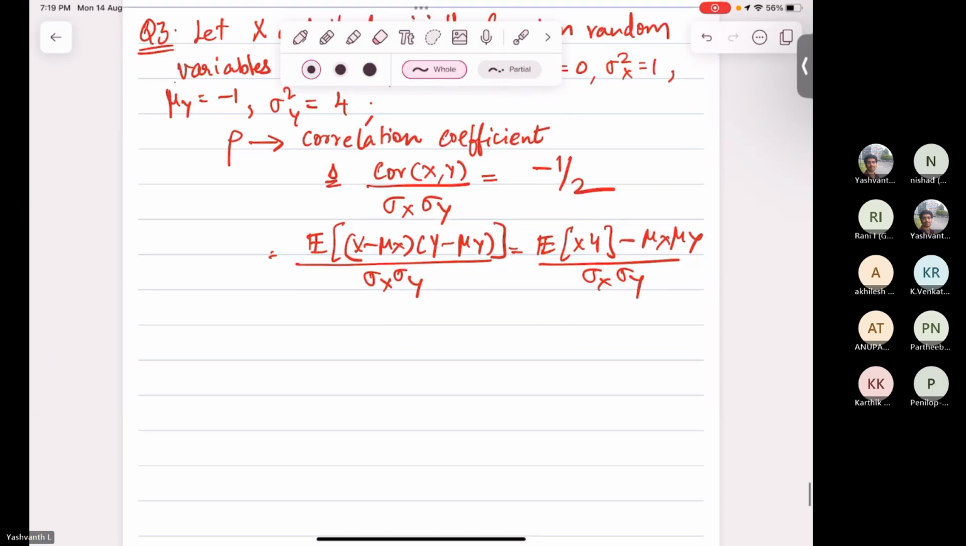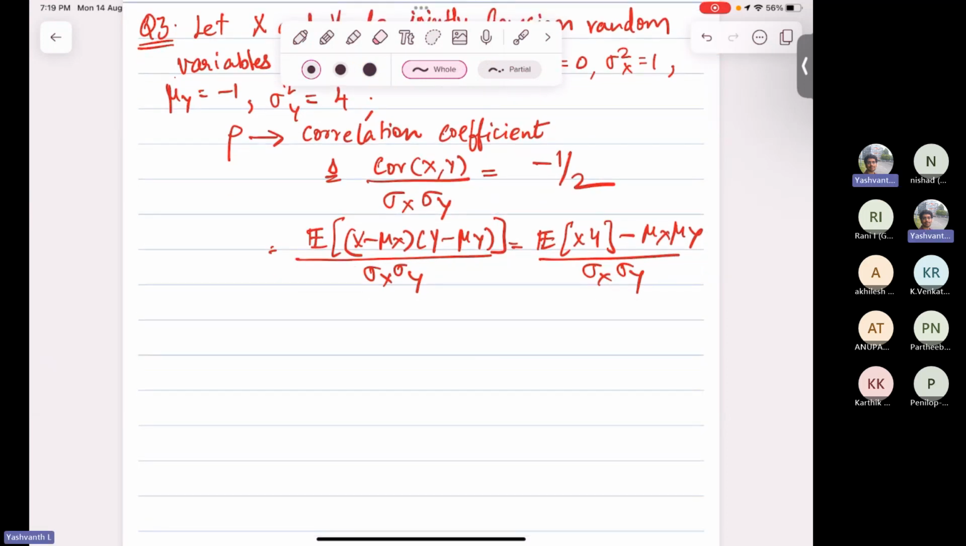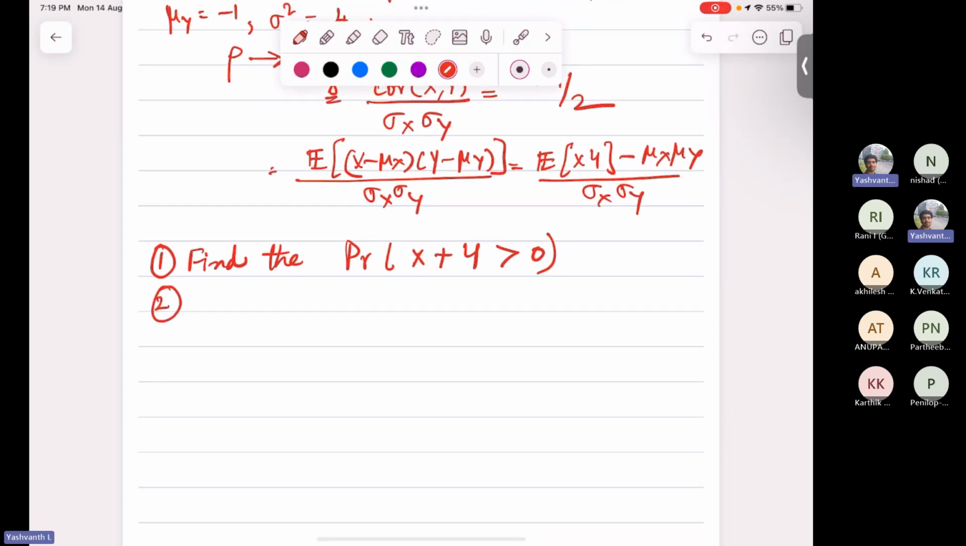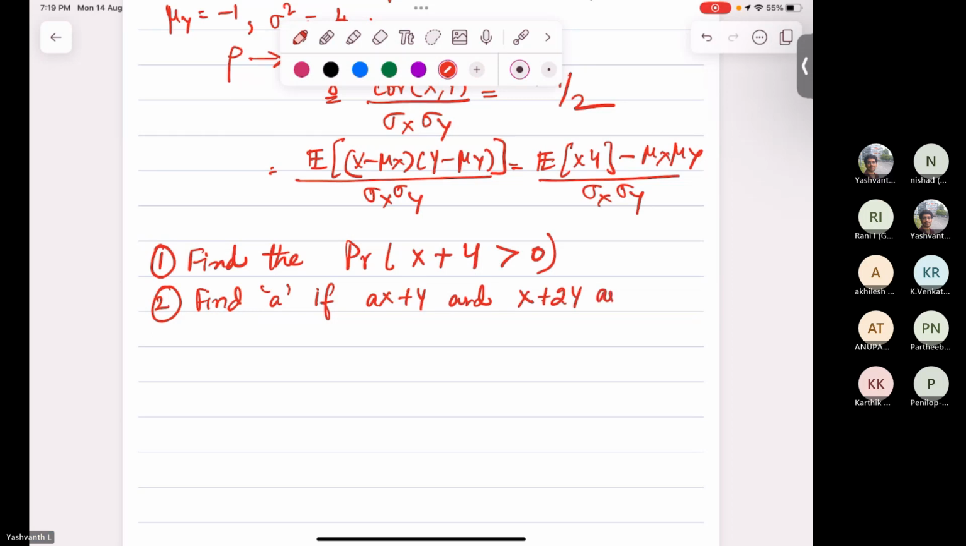And the first question is, find the probability that the random variable x plus y is greater than 0. The second question is, find the number a if ax plus y and x plus 2y are independent.